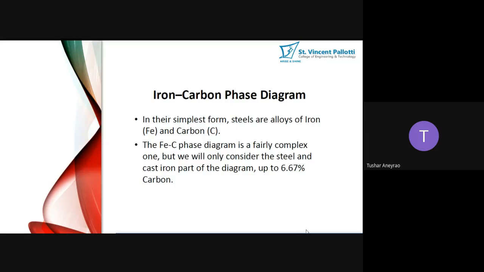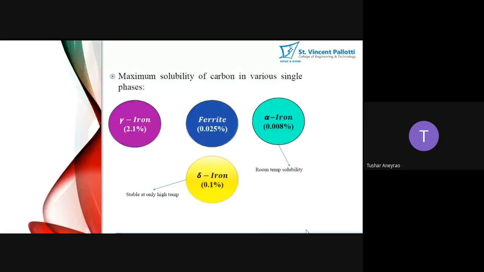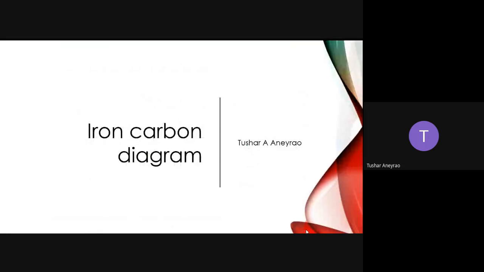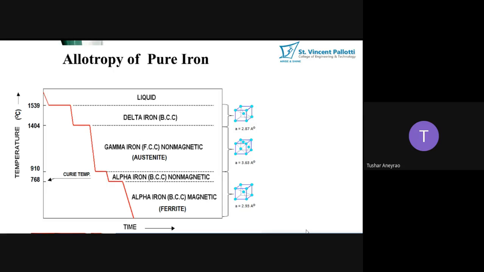We have seen the phases. What are the various phases? Please answer through chat or mic. What are the various phases in the iron carbon diagram? Apart from these phases, that means delta iron, gamma iron, alpha iron, what are the various phases and what is the percentage?